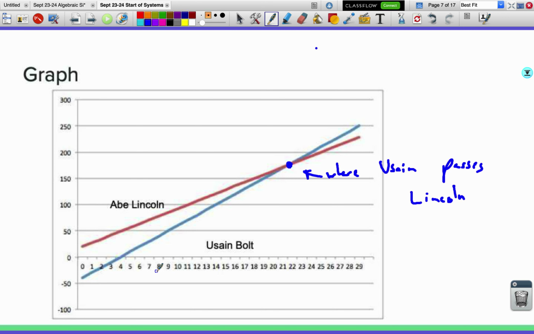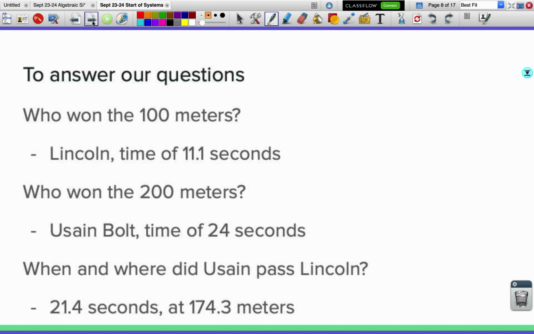Okay, so we've looked at how we can represent a system of equations with equations, tables, and graphs. Now to answer our final questions, who won the 100 meters? Well, we saw in the table, it looked like it was going to be Lincoln, and we could have solved for exactly when he won the race by plugging in a 100 for his y value and solving for x. He started, I think 20 meters down the track. And if we solve this, we get 11.1.